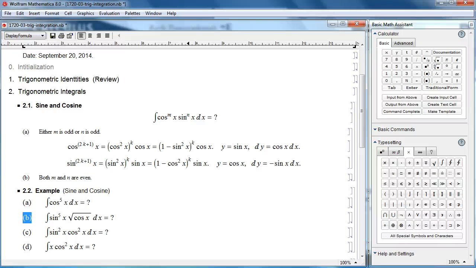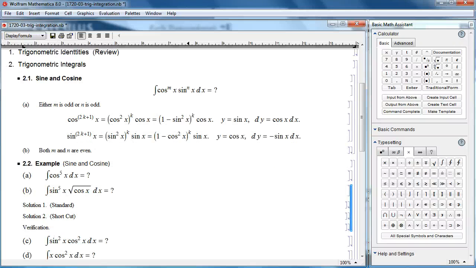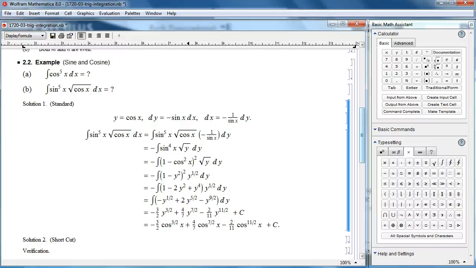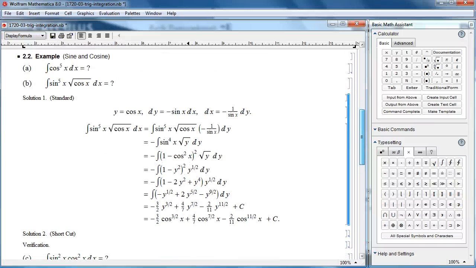This time you'll have to use the substitution y is cosine of x because we have the fifth power right here. So sine has an odd power, so we take the y substitution as cosine. How do we do this? We have this kind of computation. Maybe I just showed it too quickly here, just the entire answer. Well, let's go through this.